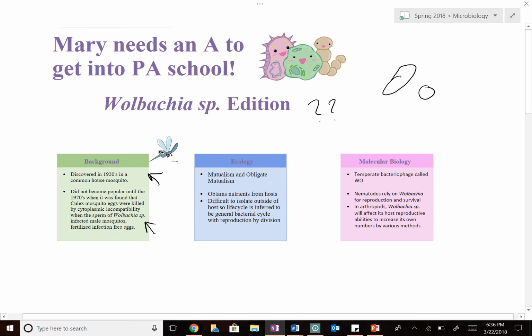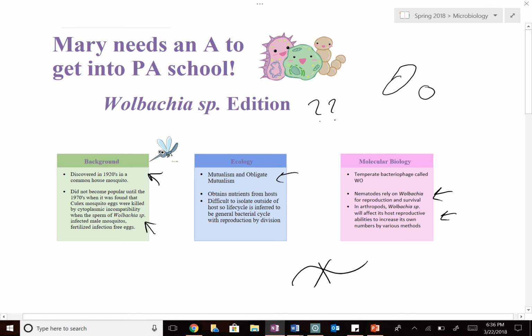Wolbachia's main ecological role today is, however, how it forms various symbiotic relationships such as parasitism, mutualism, and even obligate mutualism. So, for example, nematodes now rely on Wolbachia for reproduction and survival, and studies have found that when Wolbachia is removed from these worms, it can either result in premature death or they can become sterile.